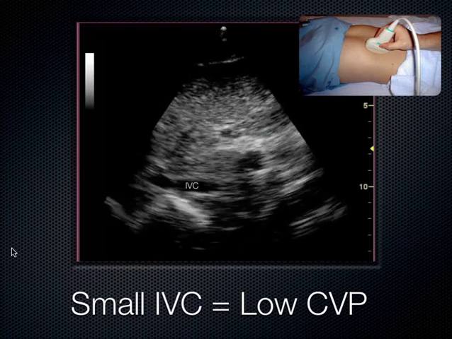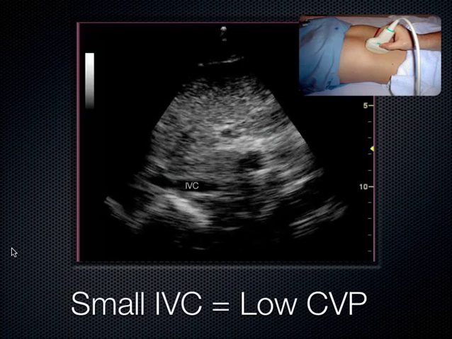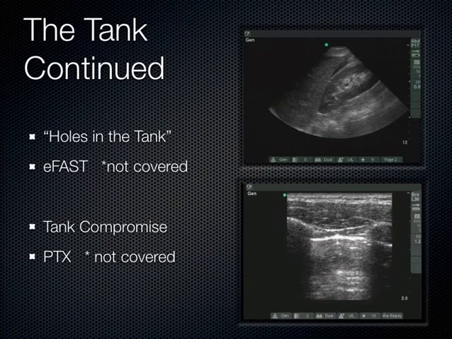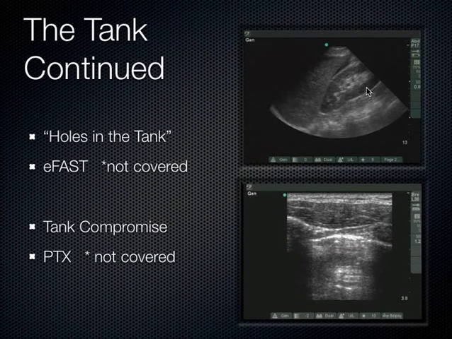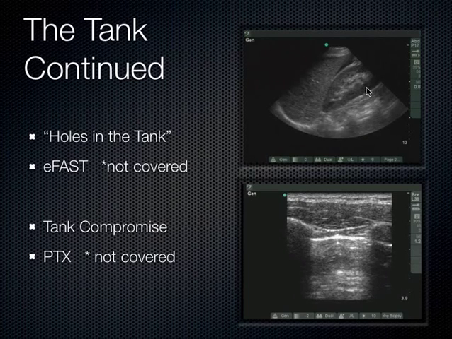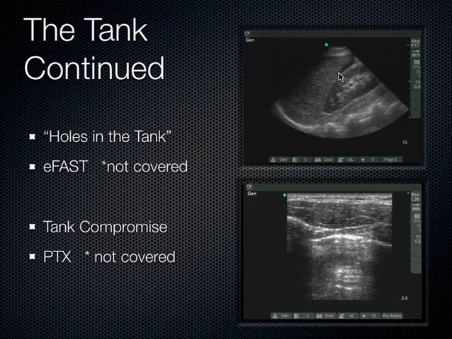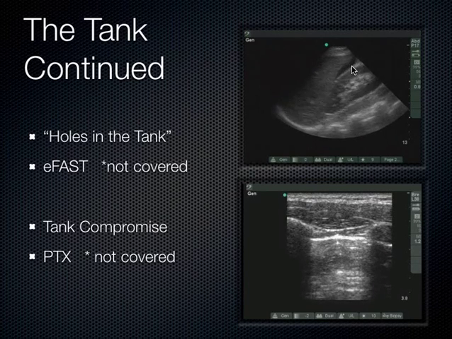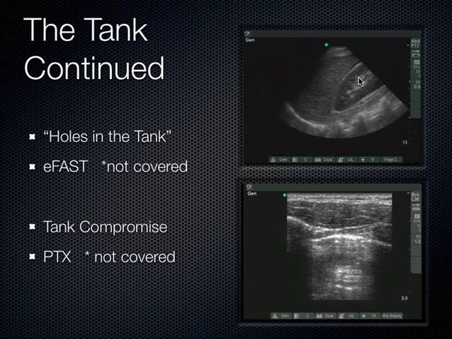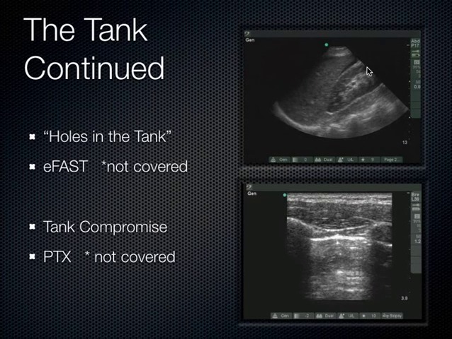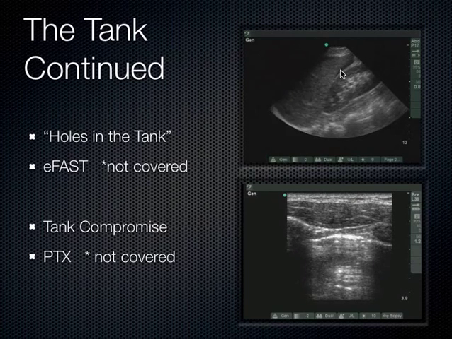The other thing with the tank is, is there a hole in the tank, or is the tank somehow compromised? So if there's a hole in the tank, we can do the FAST exam, and we can look for fluid in between the spleen and the kidney, or between the liver and the kidney. And as I'm sure you're aware, the spleen and the liver look very similar on ultrasound. It's hard for me to tell which side I'm on just by looking at a video. But this is basically what it looks like. And if you've got fluid there between the spleen or liver and the kidney, then that suggests that the tank has been compromised, and there's blood or fluid leaking out into the peritoneal cavity.